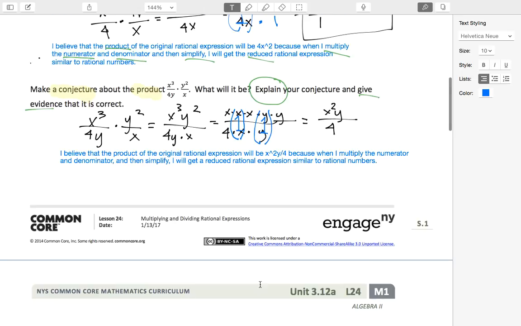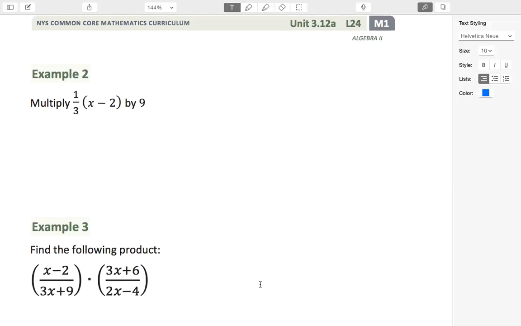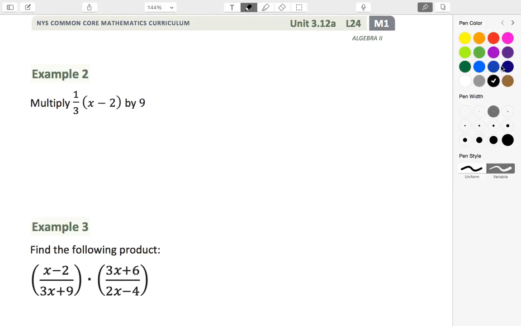Okay, great. Moving on. Example 2, this one is somewhat unique. Many of you may think to distribute this 1/3 to this binomial and then multiply it by 9. However, there's another way that we can do this, again, a little bit more strategically. Okay, so it says to multiply. So here I'm going to have, this is similar to 1/3 times x minus 2, and it's also being multiplied by 9, so times 9.